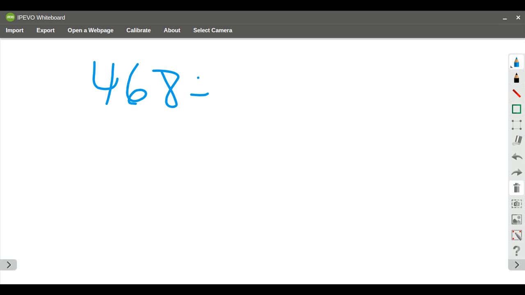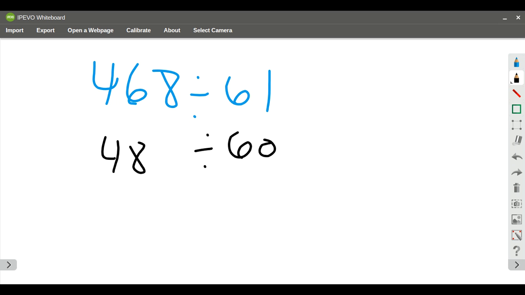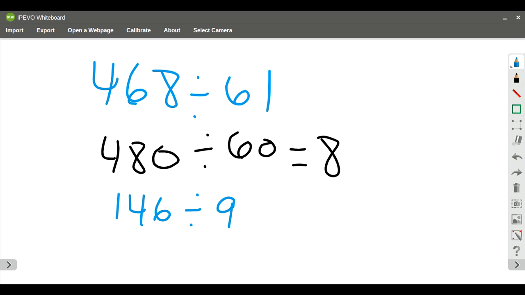468 divided by 61. So I'm going to leave it at 60 as the value that I'm going to use. And then 468, I'm actually going to go up to 480. And when I do 480 divided by 60, I'm left with 8. Okay, so the next value I'm going to do, 146 divided by 9. I'm going to use rounding for this one, so I'm going to do 10, and then I'm going to do 150.